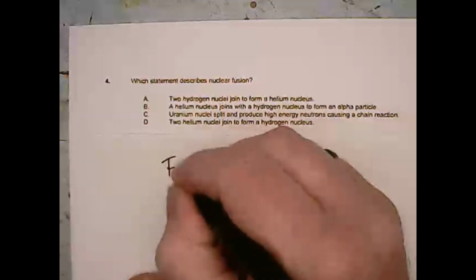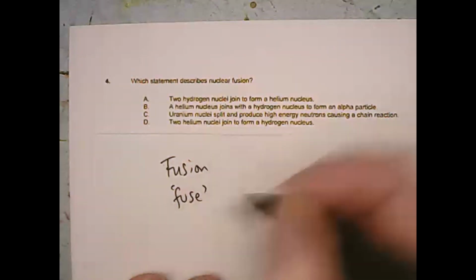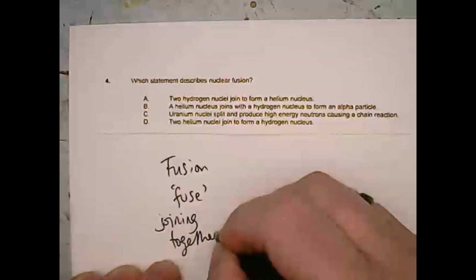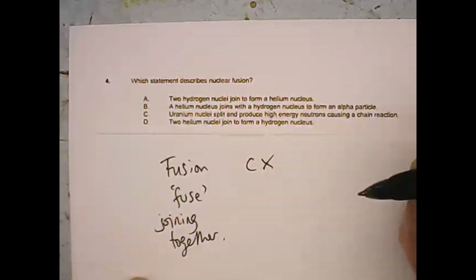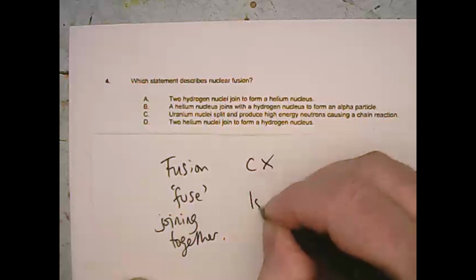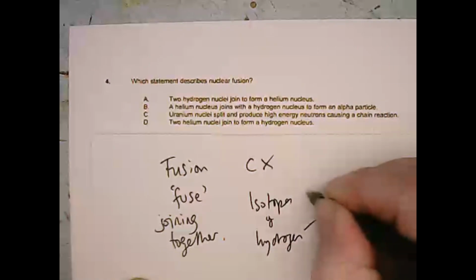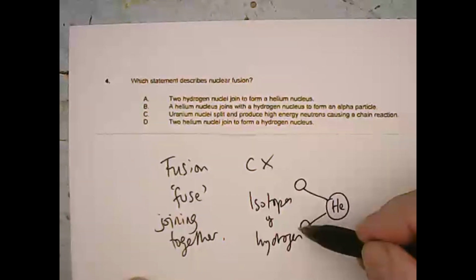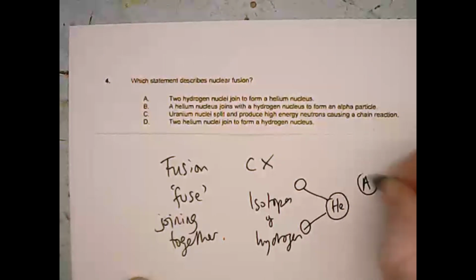Okay, well, fusion. Think of the word fusion. We're fusing things. That means we're joining them together. Fusion is about joining things together. So our answer is not going to be C. Now let's have a little bit more detail on this. We're talking about isotopes of hydrogen. They join together to form helium nuclei. We've got 2 small nuclei that join together to form a larger nucleus. So it's looking very much like answer A.